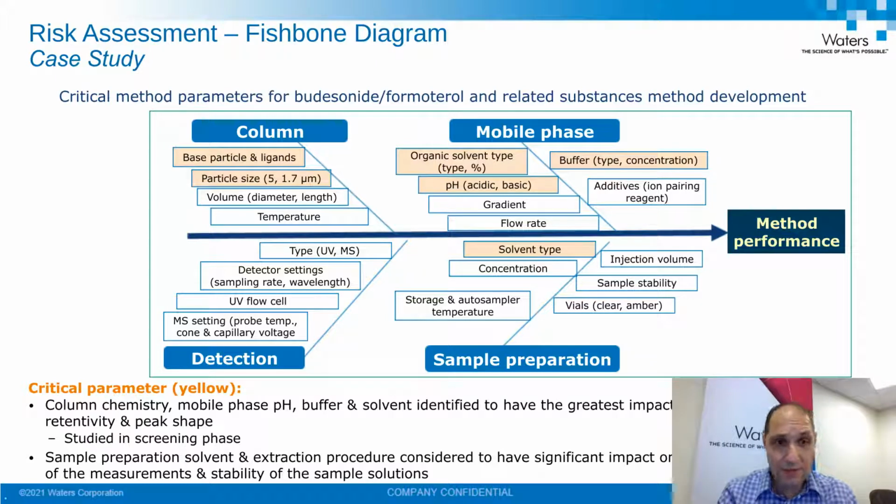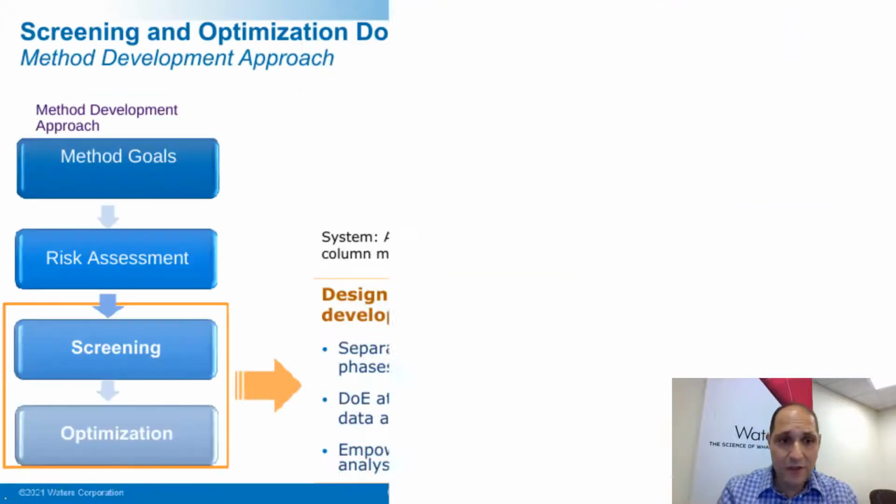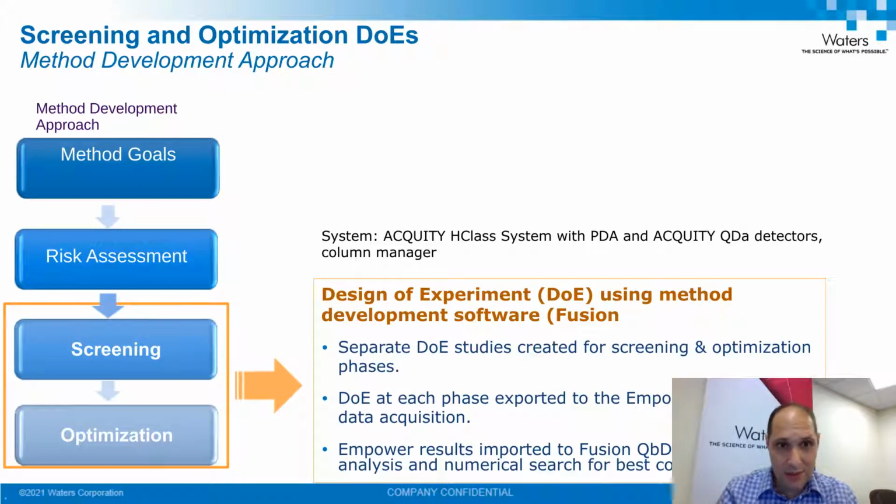Other chromatographic parameters, including flow rate, gradient time and slope, and injection volume, can affect the resolution between analytes. These parameters can easily be controlled. Therefore, they were not considered critical. Design of experiment for screening and optimization studies were performed using Fusion QbD, which is a software that is commonly used for statistical design of experiment method development.